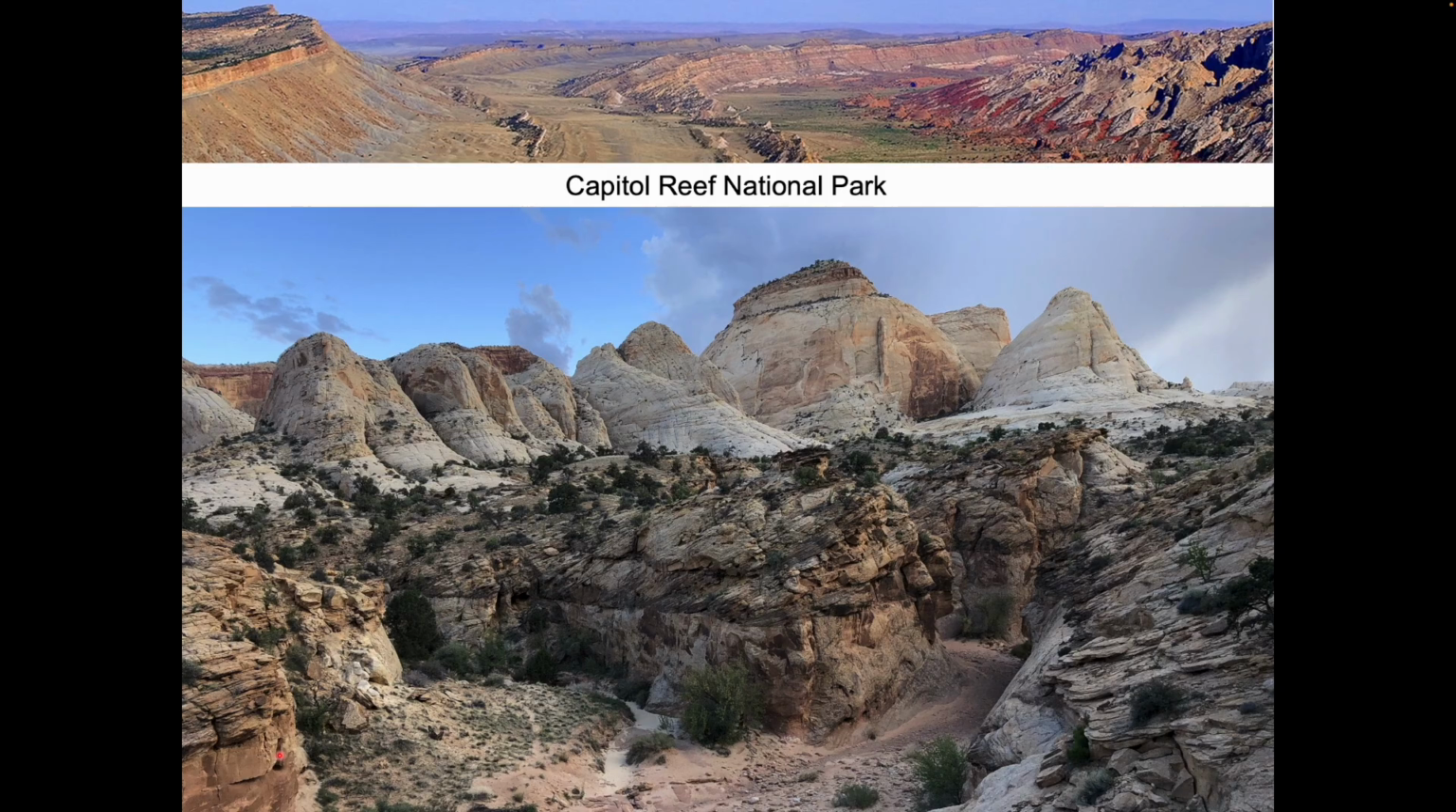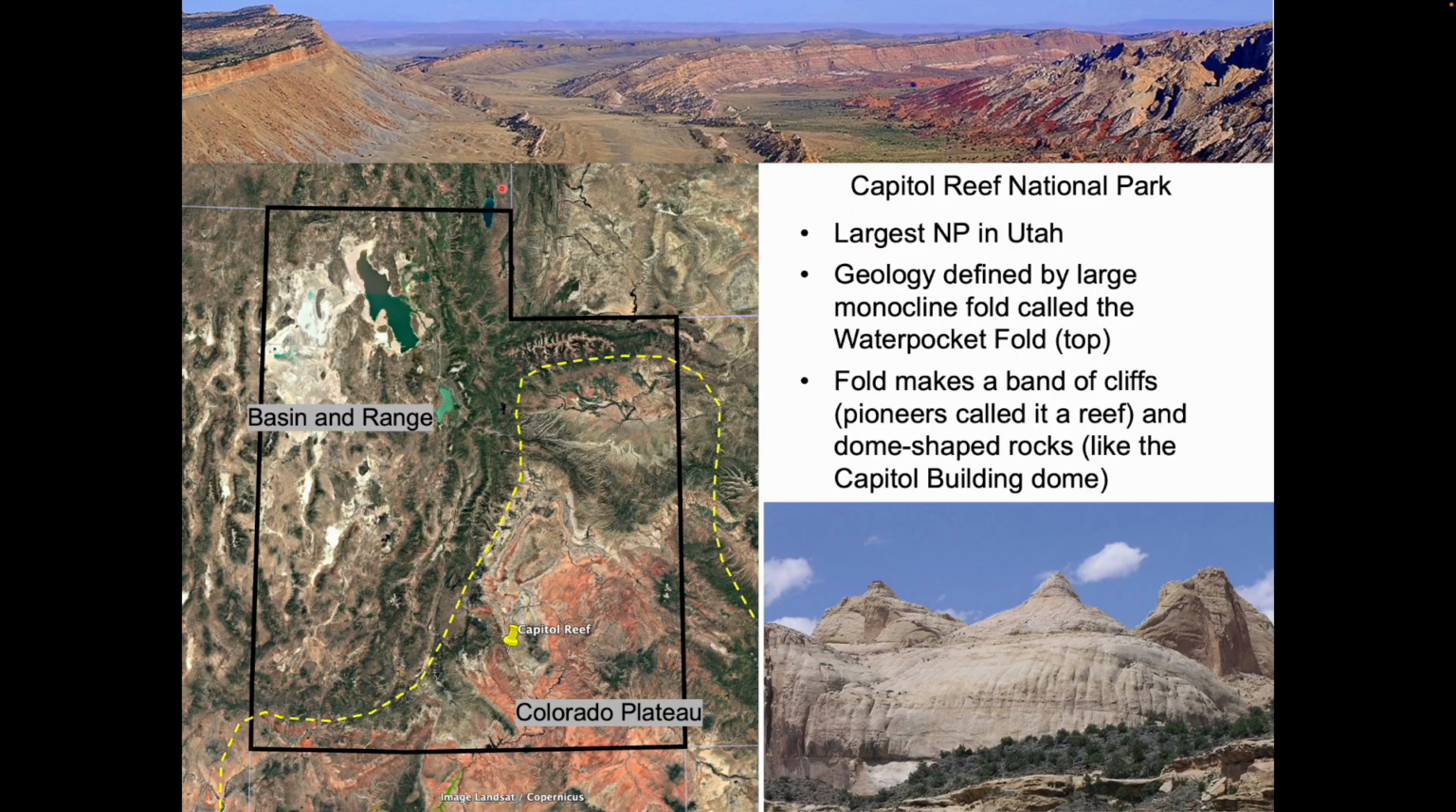So now we're going to talk about Capitol Reef National Park in Utah. Capitol Reef is the largest national park in Utah, in the south-central portion of the state on the Colorado Plateau. Its geology is defined by a large monocline fold called the Water Pocket Fold, which you can see here on the top of this slide.